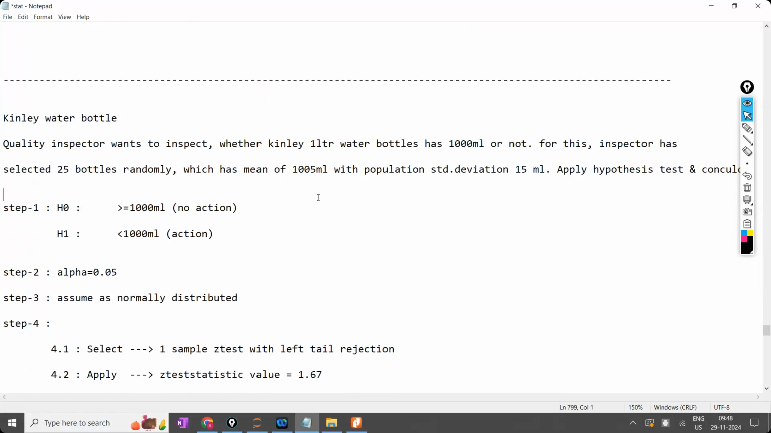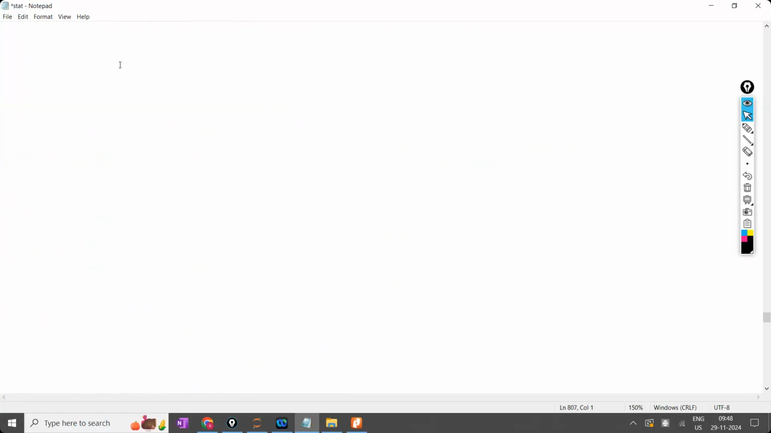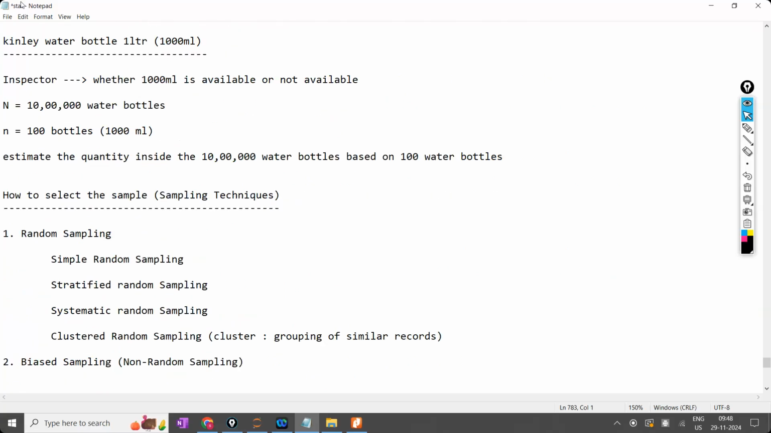Just now we have seen the Kinley water bottle. We have the Kinley water bottle company, and I have taken it as an example in front of you. An inspector wants to check whether 1000 ml of water is available or not available within the bottle. This is the question now.